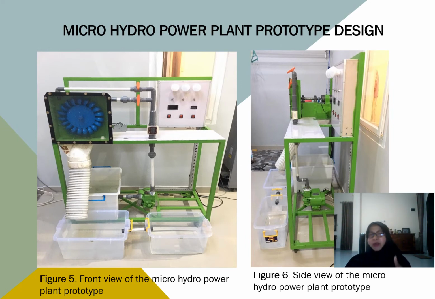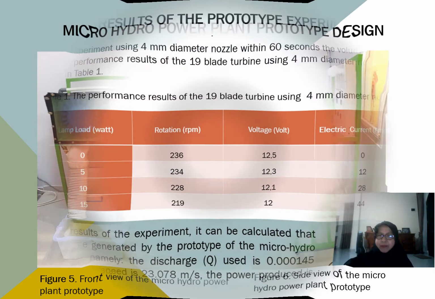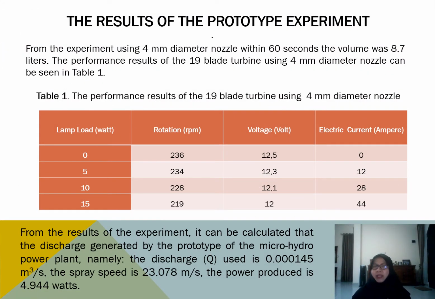And in this picture you can look, this is the result of the microhydro power plant prototype design. In figure 5, you can look at a front view of the microhydro power plant prototype, and in figure 6 you can look at a side view of the microhydro power plant prototype. The result of the prototype experiment, you can look in this table, the performance result of the 19 blade turbine using a 4 millimeter diameter nozzle. We have the four variations of lamp load: 0, 5 watts, 10 watts, and 15 watts.